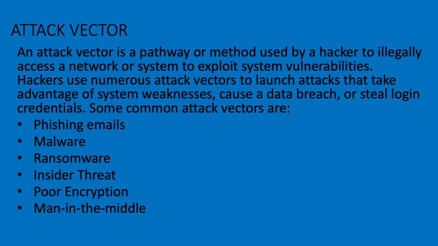The first step to identify an attacker is to determine all possible attack vectors. An attack vector is a pathway or method used by a hacker to illegally access a network or system to exploit system vulnerabilities. There are various attack vectors that a hacker can use to take advantage of the system weakness, cause a data breach, or steal login credential.